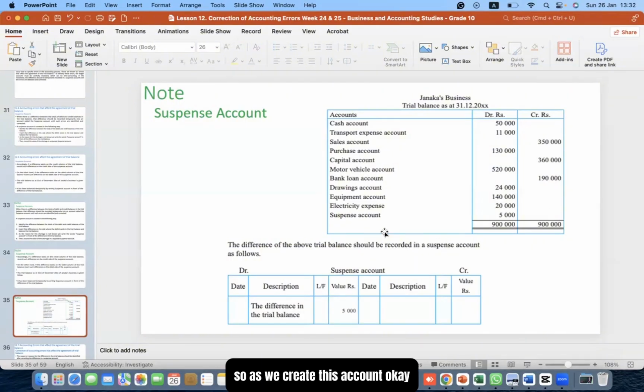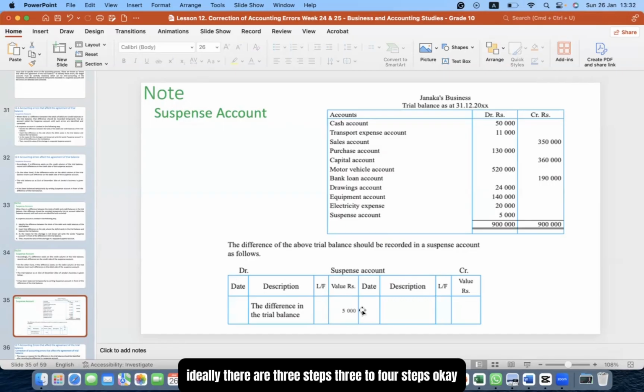Okay. So as we create this account, we are also creating a separate ledger account, and we are passing that difference in the trial balance into that ledger account.